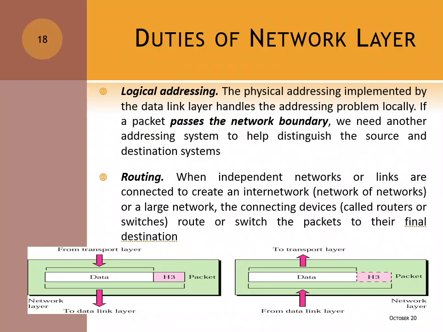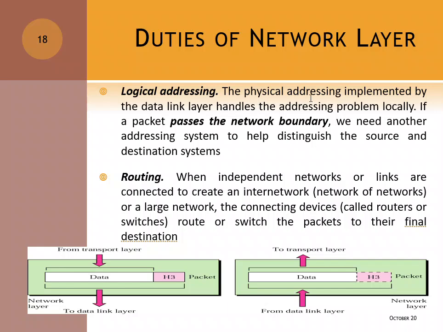Okay, so now let's look at the duties of network layer. So network layer, the first one is logical addressing. Kalau dia sebut logical addressing, itu adalah network layer. Kalau dia sebut physical addressing, itu adalah data link layer. Okay, what is logical addressing?